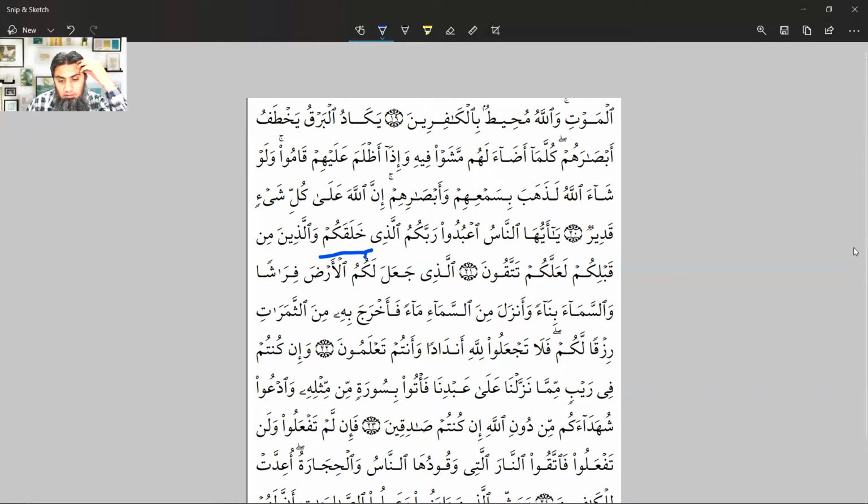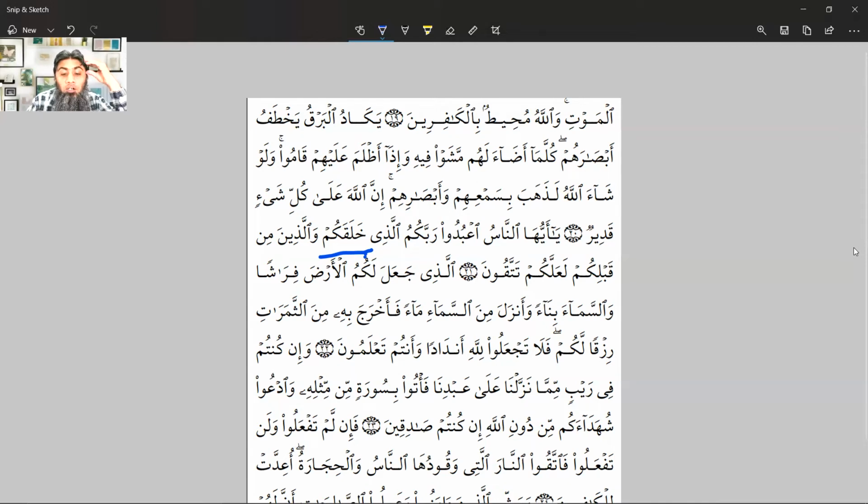Now, fa'akhraja. Okay, let's complete this one. So this anzala minas sama'i ma'an. Alladhi is ism mawsool. Ja'ala lakumul arda firashan was sama'a binaa'a is one sila. And it is then anzala minas sama'i ma'an, that is connected to the previous one, and then another one is starting now. Fa'akhraja.